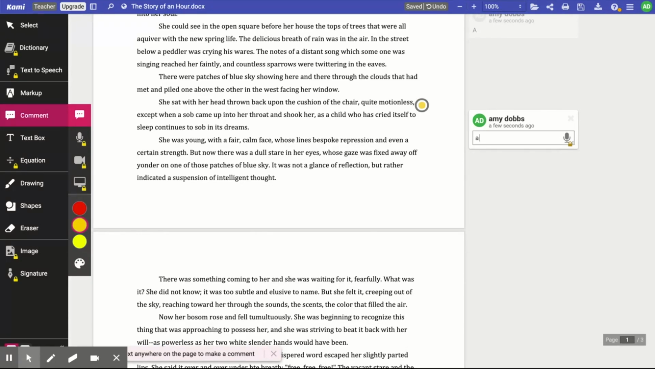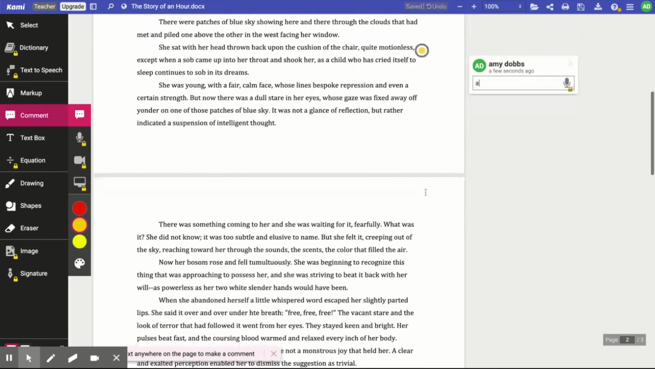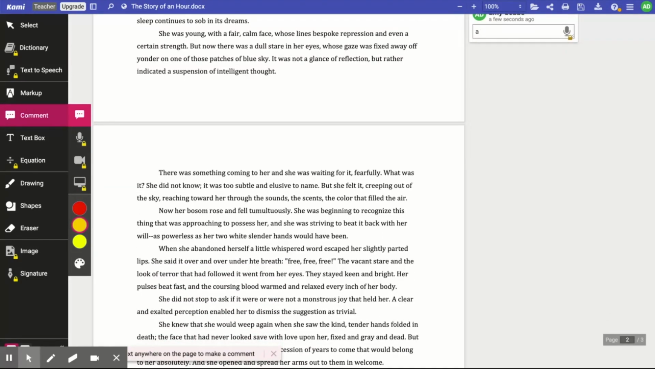She sat with her head thrown back upon the cushion of the chair, quite motionless, except when a sob came up into her throat and shook her, as a child who has cried itself to sleep continues to sob in the dreams. So again, she's just sitting. She's allowing, she's sort of being passive. She's allowing herself to grieve.